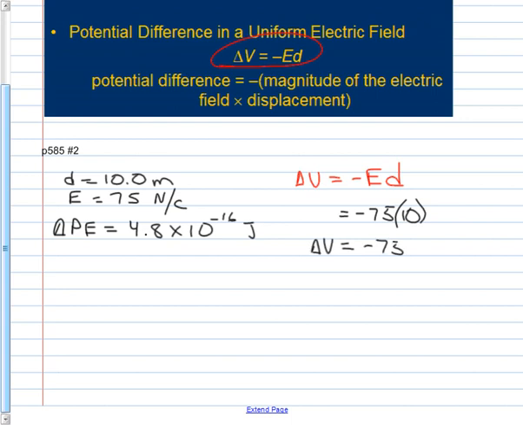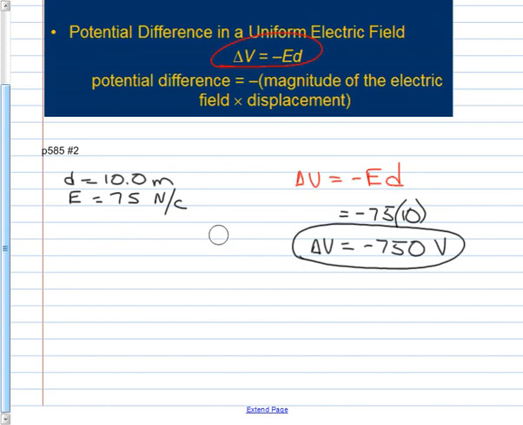Negative 750. What's our unit? Volts. That's a clue right over there. Potential difference is measured in volts. Why do we need the delta? We didn't. I was collecting information from problem 1, but I didn't need that information, so I'll just erase it, because our equation just needed electric field strength and how far it moved. So it lost 750 volts as it moved between those two locations.